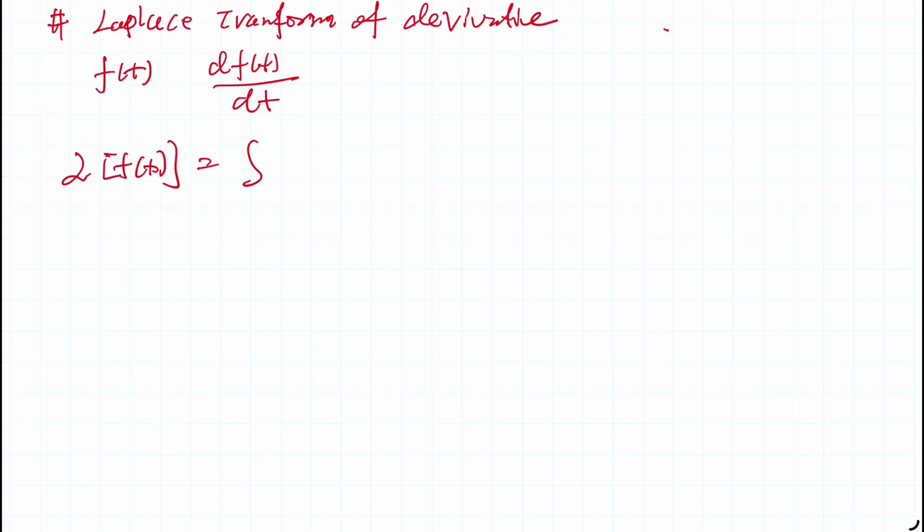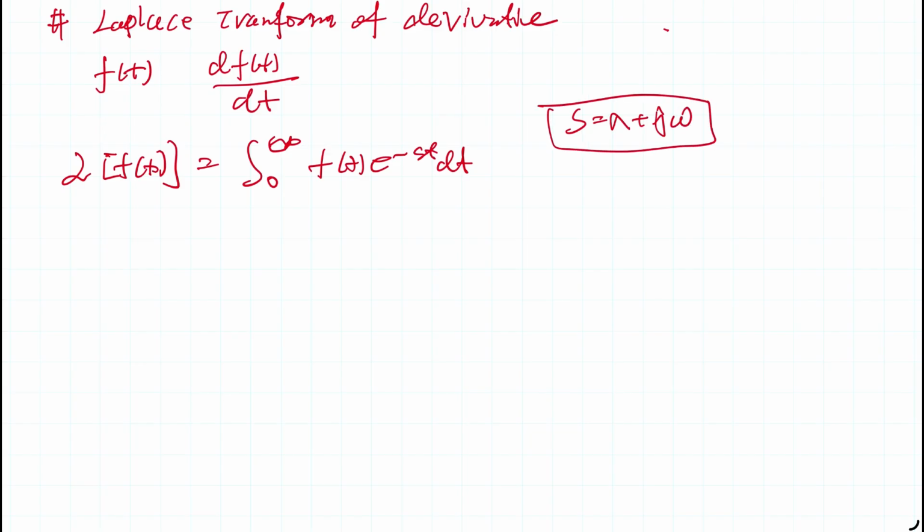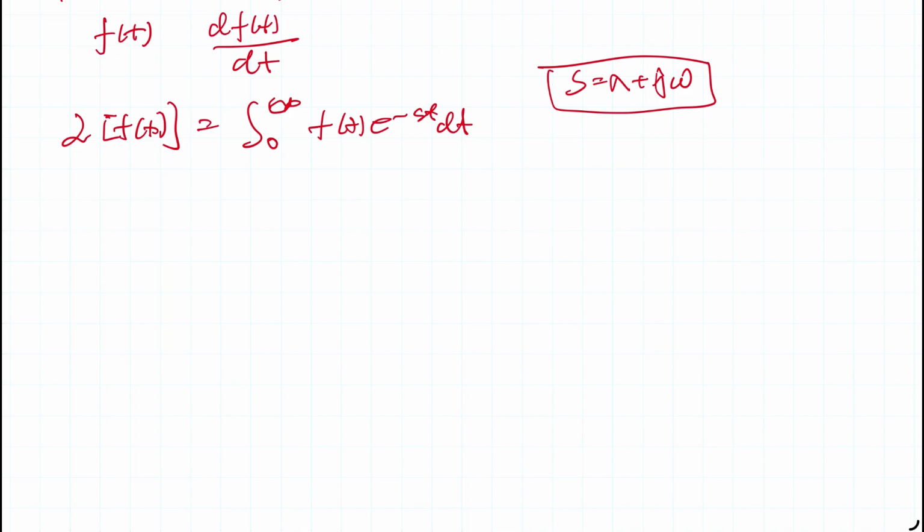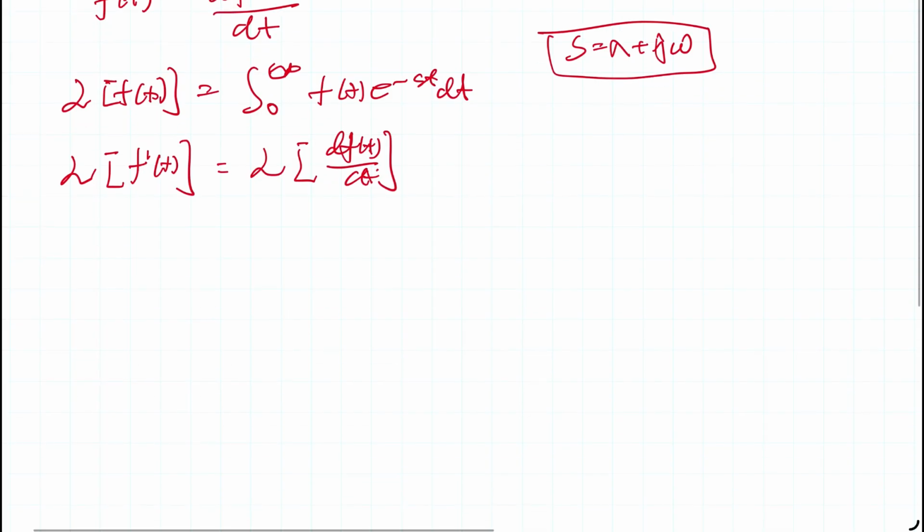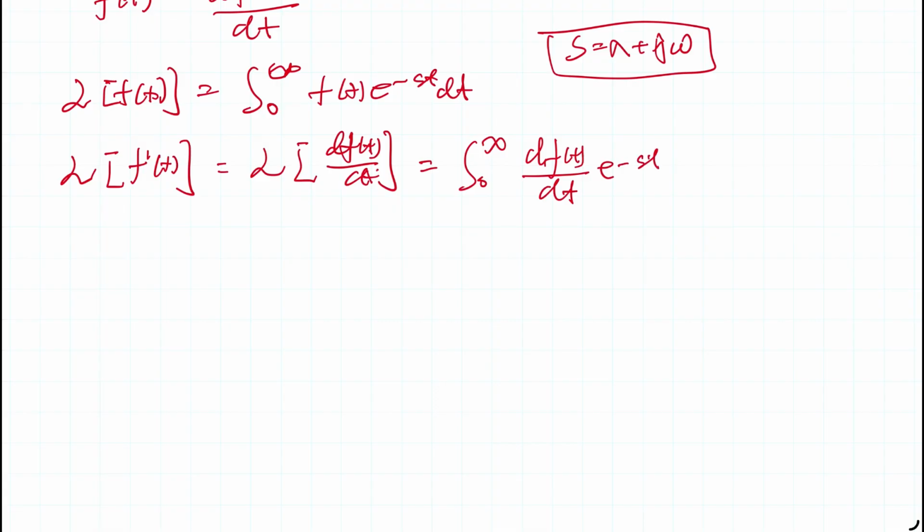We know the Laplace transform of f(t), by definition, equals the integral from 0 to infinity of f(t) e^(-st) dt, where s is sigma plus j omega. What we want to calculate now is the Laplace transform of the derivative of f(t), which is the Laplace transform of f dot t, or we could just write the Laplace transform of df(t)/dt. By definition, we plug this df/dt into the equation. What we get is the integral from 0 to infinity of df(t)/dt e^(-st) dt.